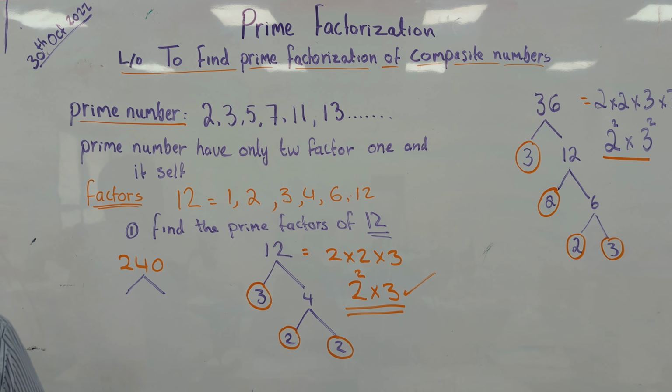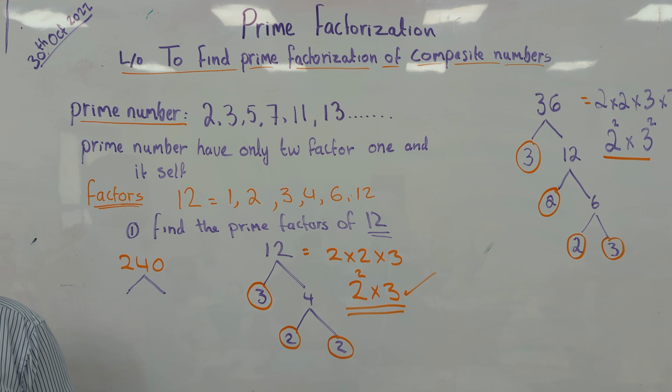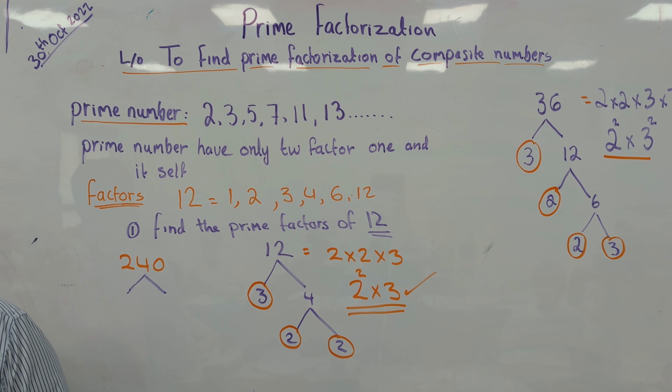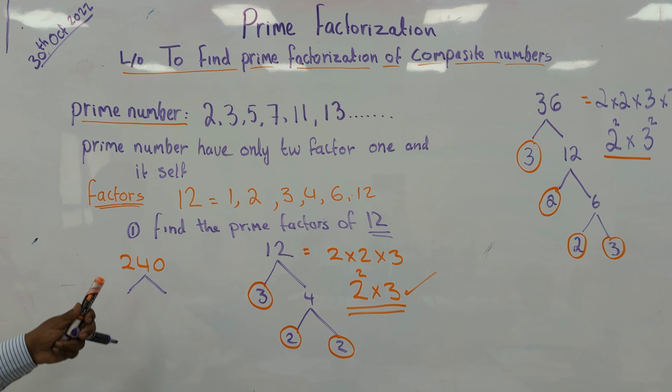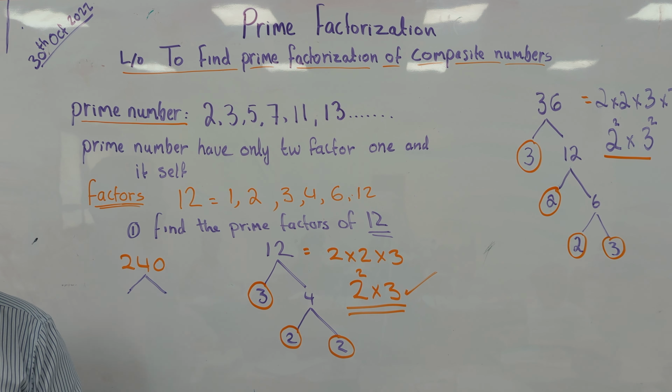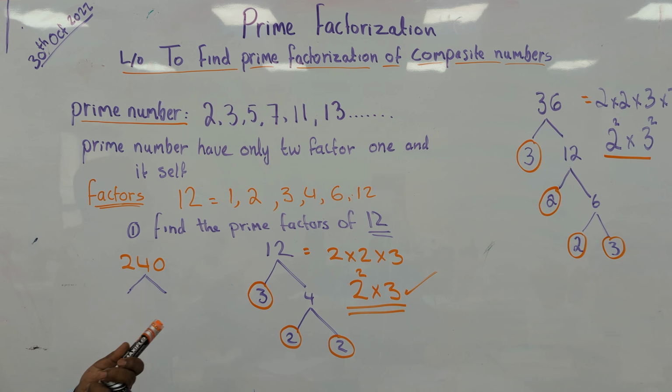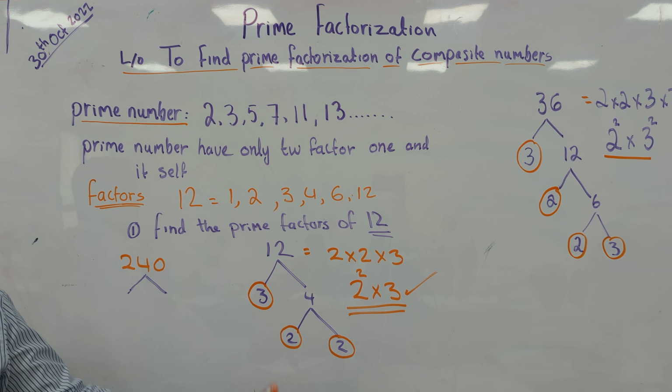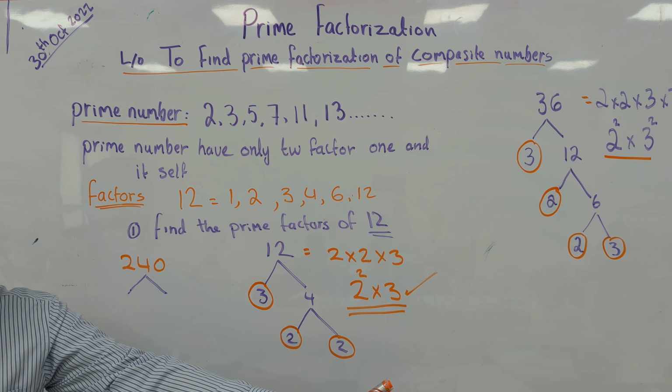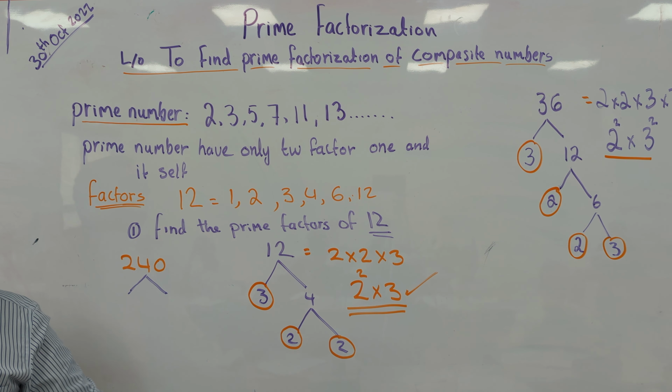So what number did you come up with? 2 times 120. 2 times 120 is correct. You can also choose 8 times 30. You can also choose 10 times 24, that is another one. So whichever number you choose, you have options. But the final answer will have to come out the same.